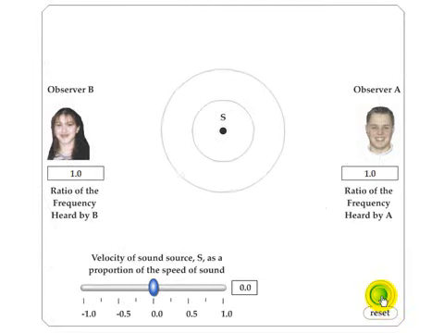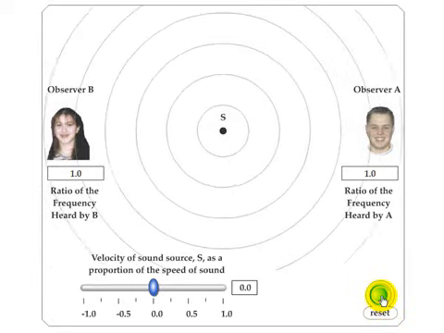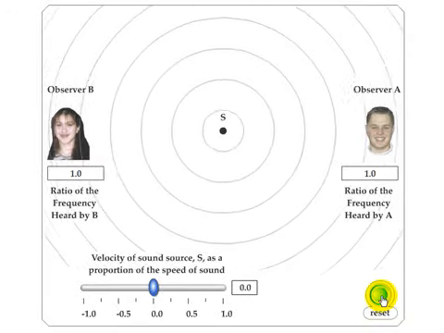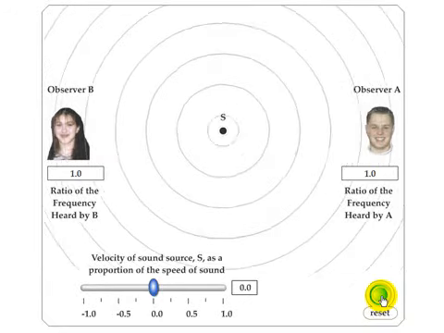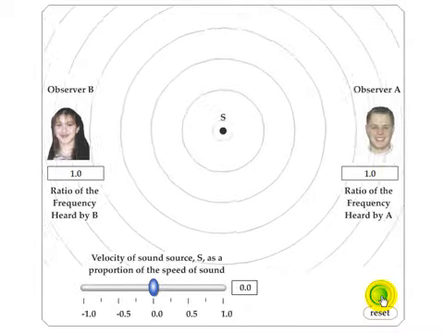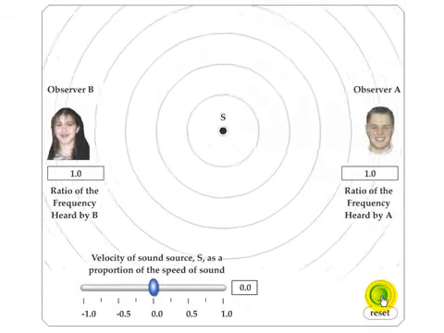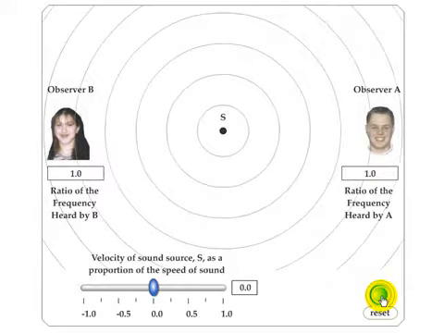In this animation, we are going to study the Doppler effect. What we see is a sound source at the center of the screen, and it's showing us how the sound is propagating out in all directions. The lines represent the regions of high pressure, and then we have an observer on the left, observer B, and we have an observer A on the right.